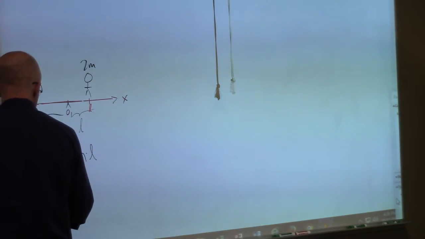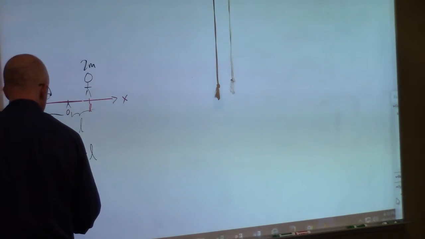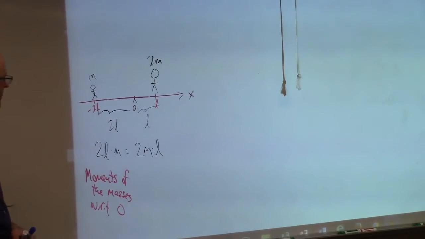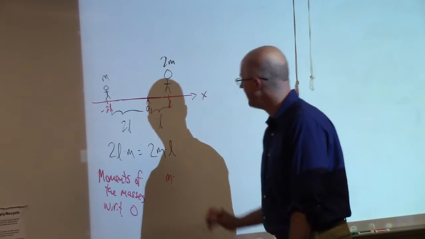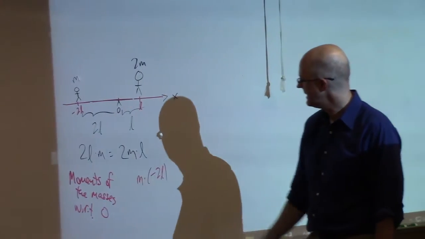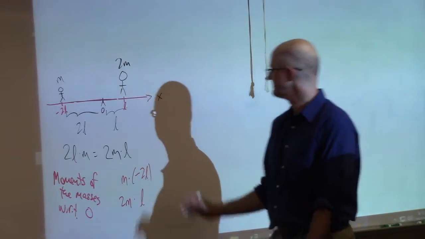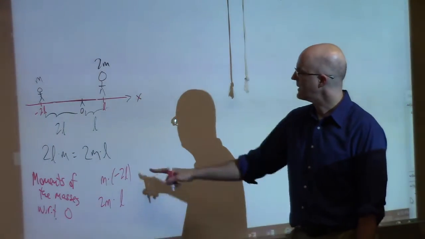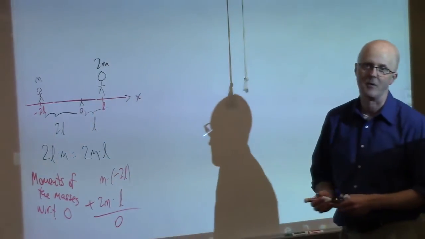The moments of these masses, with respect to the origin 0 are, well, for this mass, it's m times its position, which is negative 2L. That's what it is for the child. And for the adult, it's the mass times its position, 2m times L. And instead of focusing on the fact that these two things are equal, focus on the fact that the sum of these two things is 0. You add these two things, you get 0.